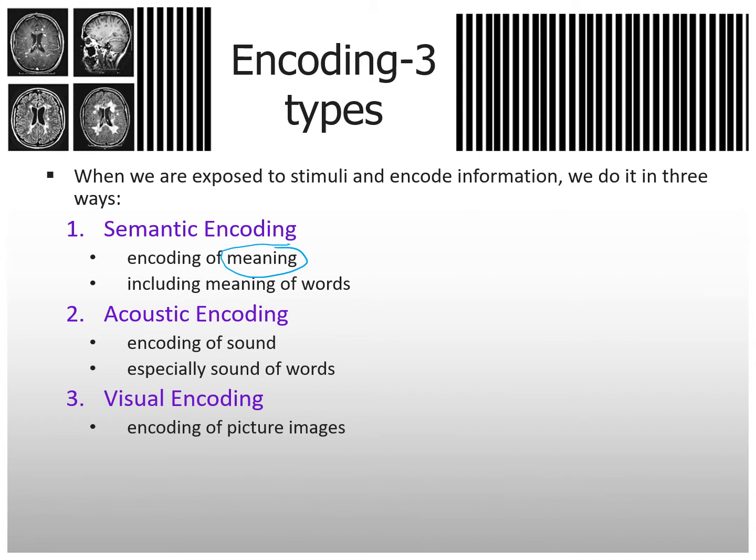The second thing is acoustic encoding, all right? The encoding of sound, especially the sound of words. So think about acoustics. A lot of you guys have heard of that before. And then the third thing is visual encoding, encoding of picture images, right? So this is visual encoding.